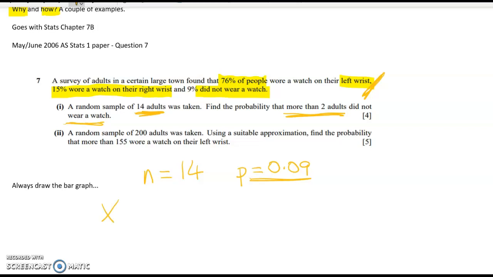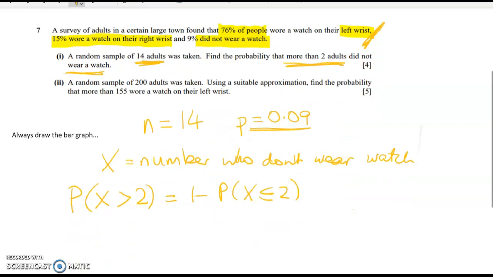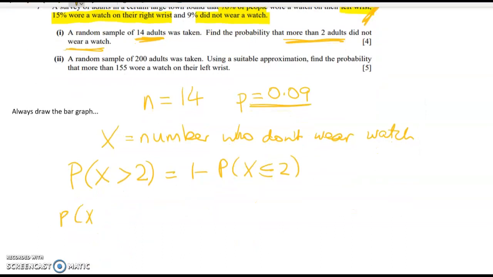And I'm going to write down x as the random variable, so the count of the number who don't wear a watch. And we've done the binomial stuff pretty thoroughly back in chapter 6, so this should feel pretty easy. So the number who don't wear a watch is what we're trying to find. And we want the probability that that number is greater than 2, and that's the same as 1 minus the probability that x is less than or equal to 2. So I need to work out the probability that x equals 0, the probability that x equals 1, and the probability that x equals 2, and then I'm going to add those up and take them away from 1.